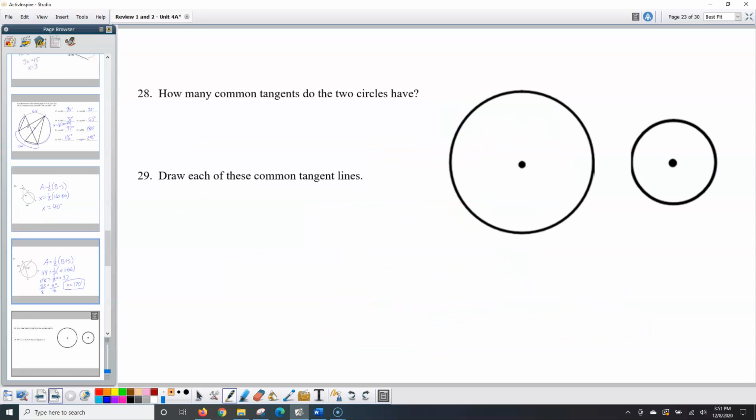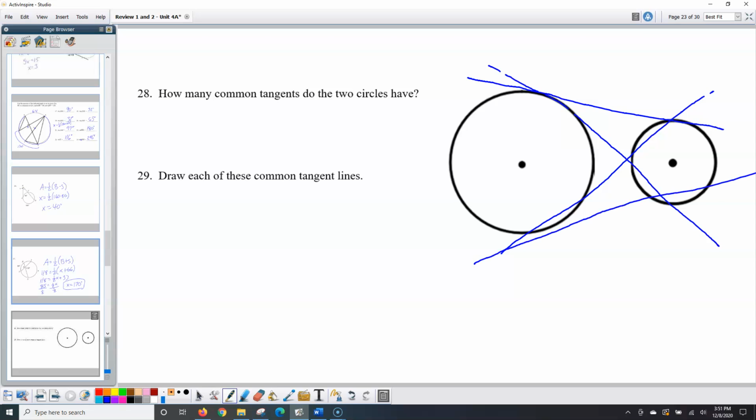How many common tangents? We went over this in the first review. So if they're separated, you could draw a tangent right there. You could draw a tangent right there. And you could draw a tangent right there. You could draw a tangent right there. That's not a good one. So 4.